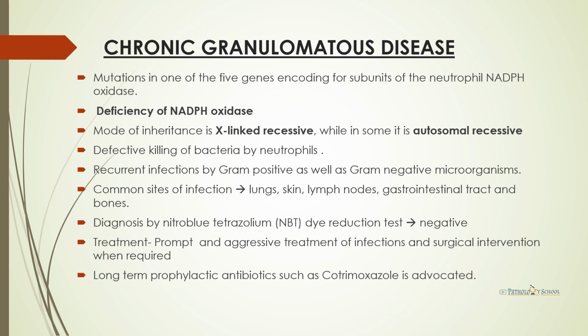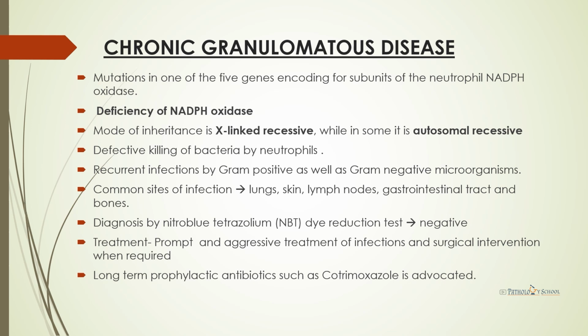Chronic granulomatous disease results from mutation in one of the 5 genes encoding for subunits of neutrophil NADPH oxidase. Hence, there is a deficiency of this enzyme. The mode of inheritance is X-linked recessive, while in some it is autosomal recessive. There is defective killing of bacteria by neutrophils, with recurrent infections by gram-positive as well as gram-negative organisms. Common sites of infection are lung, skin, lymph nodes, gastrointestinal tract, and bones.